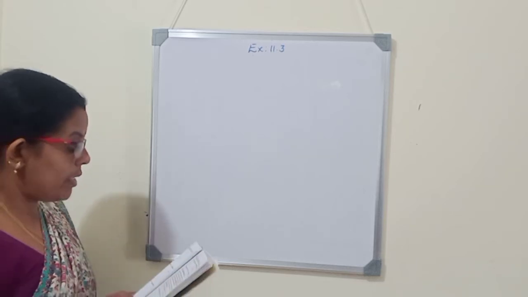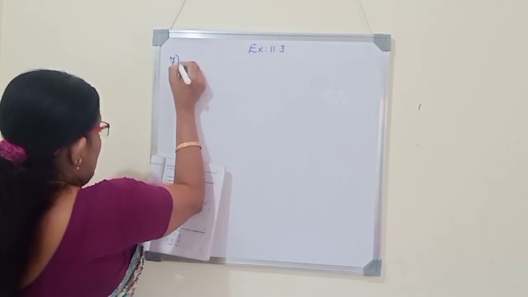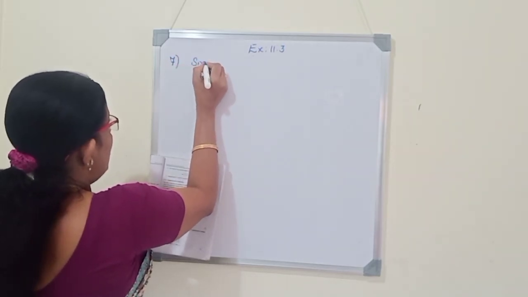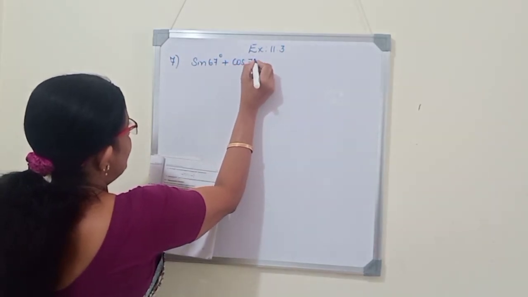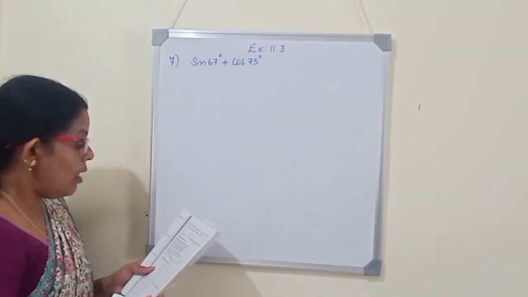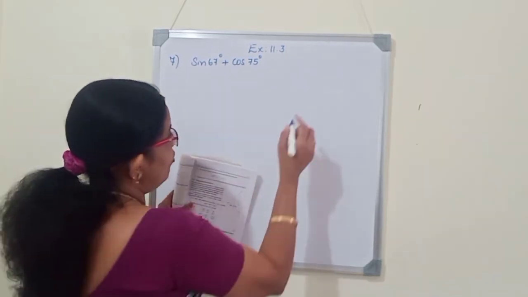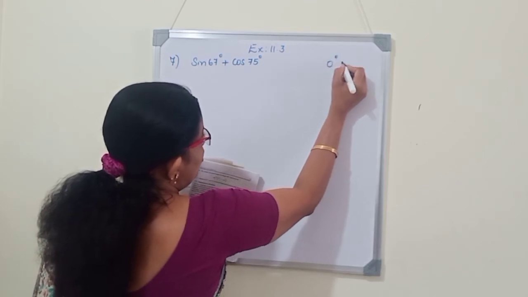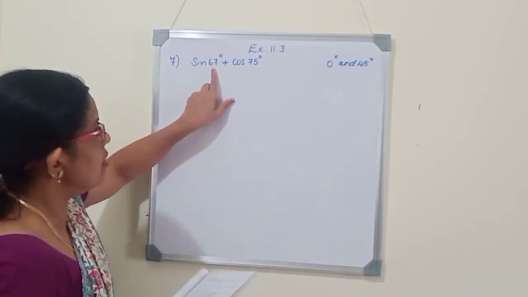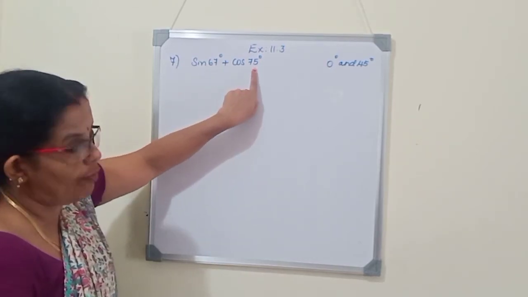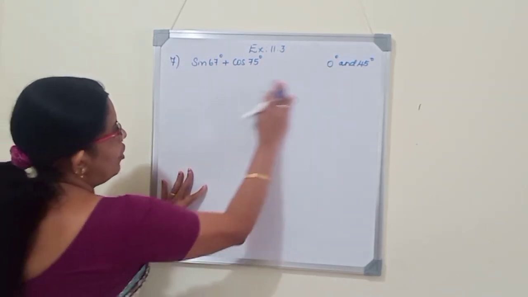Seventh question. Express sin 67 degree plus cos 75 degree in terms of trigonometric ratios of angles between 0 degree and 45 degree. So we have to change these two angles. This is more than 45 degree, and this also is more than 45 degree. We have to change both the angles to between 0 degree and 45 degree.